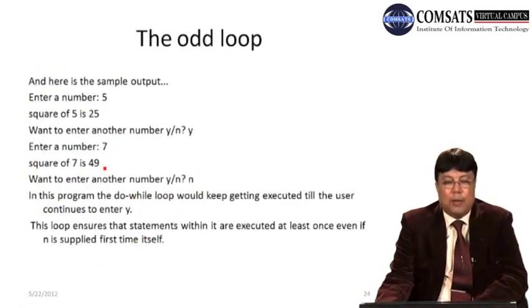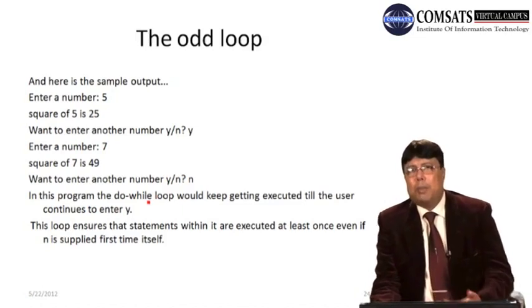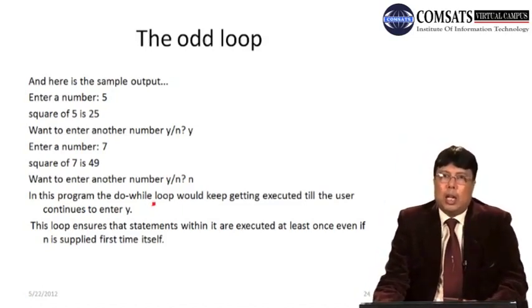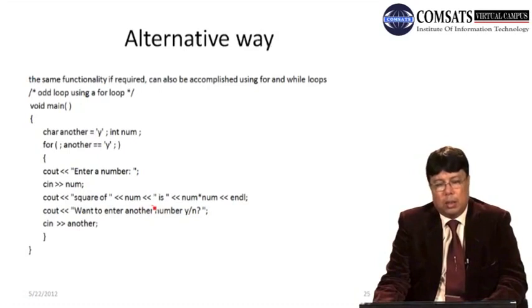So next time you enter 7, square of 7 is 49. Do you want to run it again? This time you say no. If you say no, means the test is not true, it is not y, the program will terminate. Okay? So it's an open-ended loop. Unexpectedly it can end. It can end depending upon the data you have provided to this do while loop. Okay? That's very important.